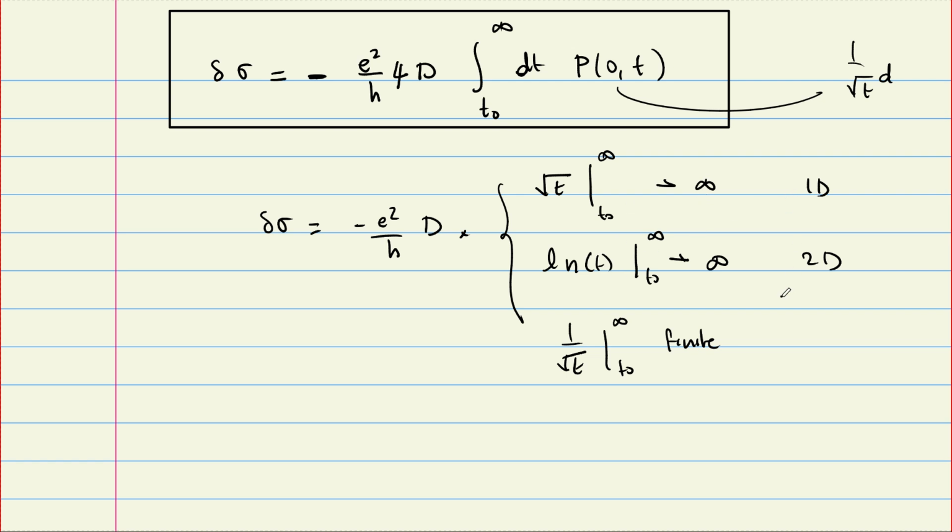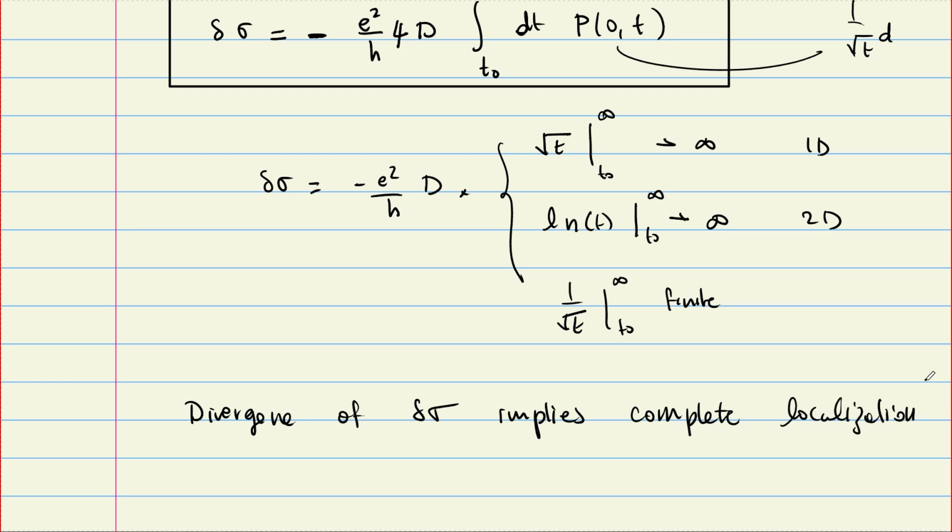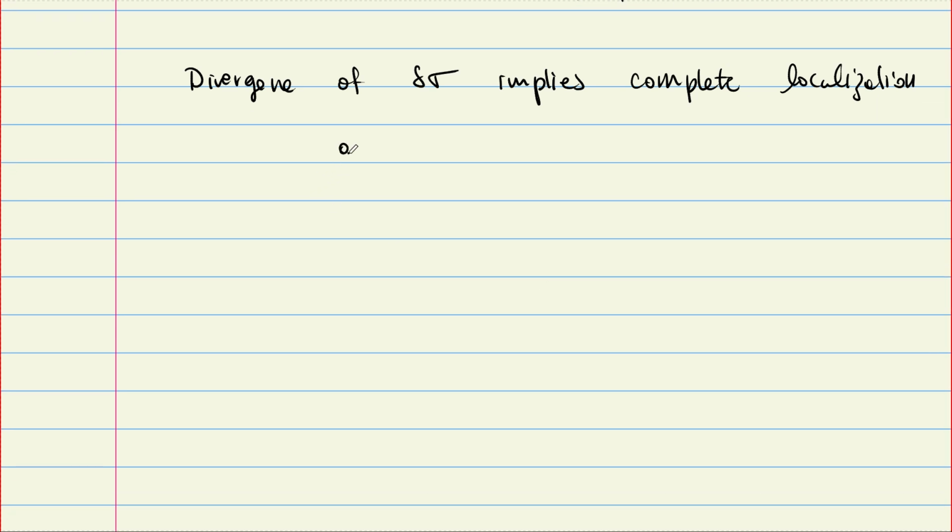So in 1D and 2D, the correction is going to blow up, and the interpretation is like divergence of delta sigma implies complete localization of all states, and this only happens in 1D and 2D.